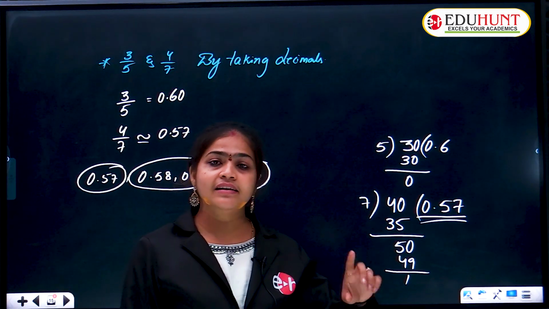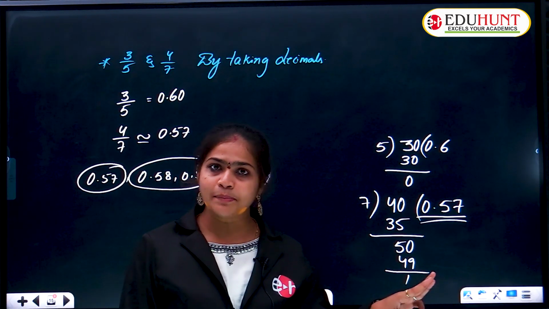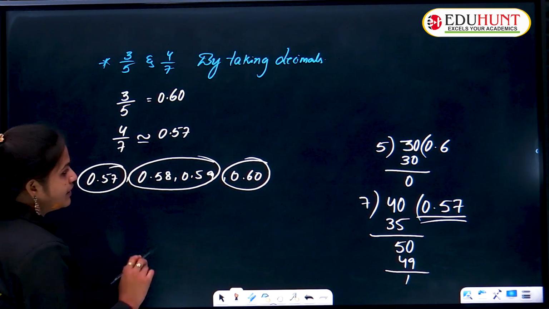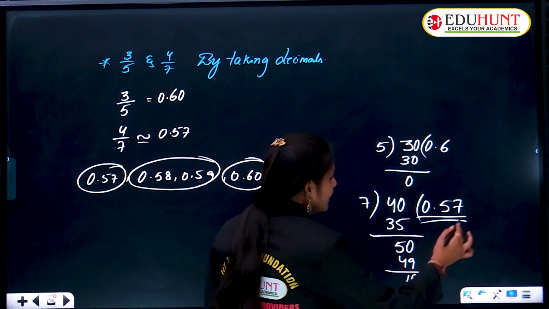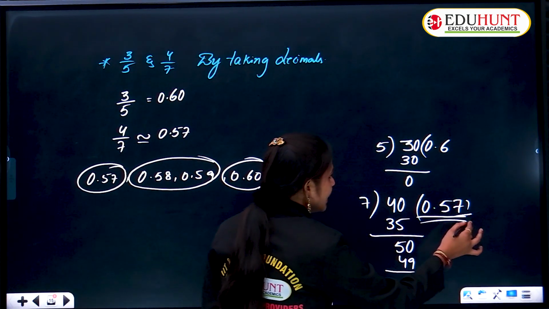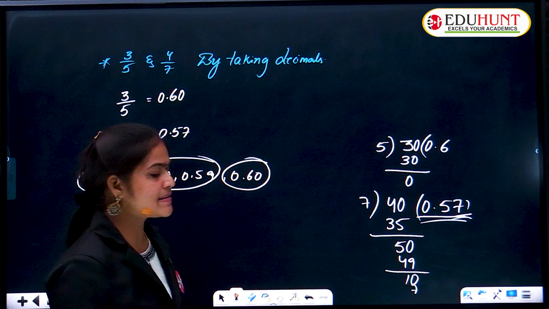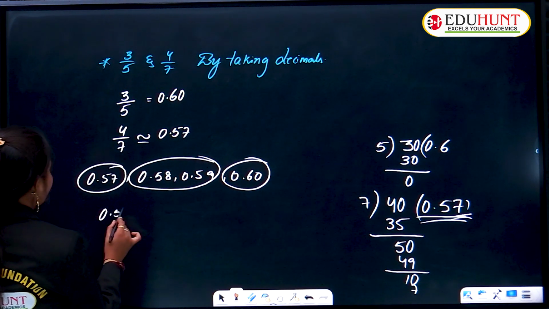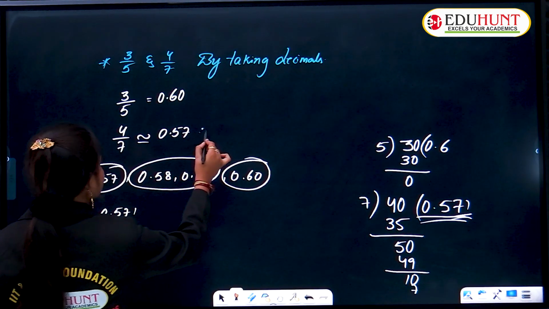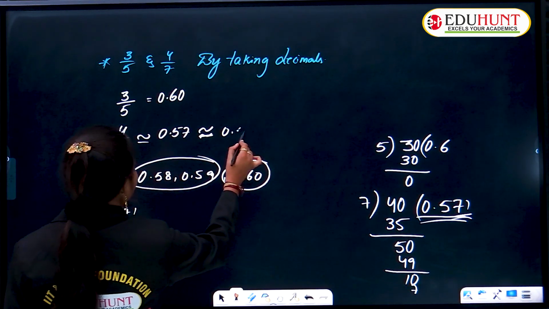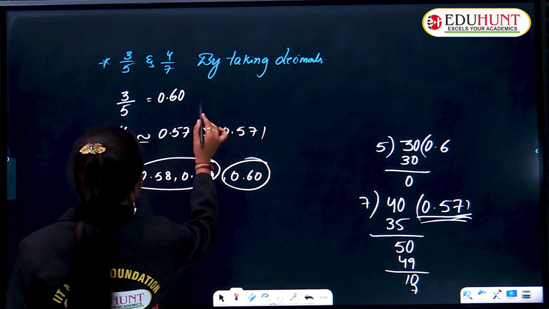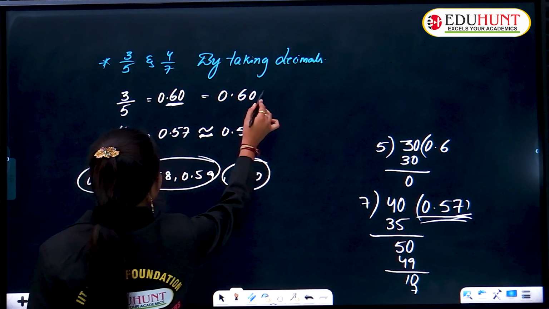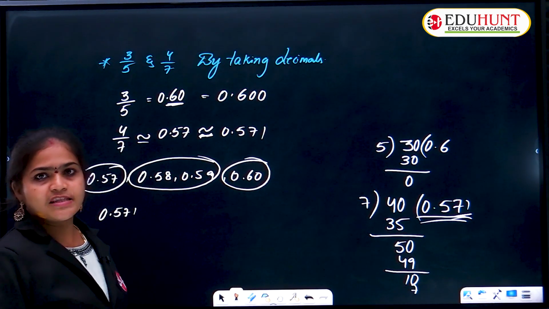By taking 3 decimal places also, we can express infinitely many rational numbers. See here, by taking 0 here, 7 ones is 7. So here I am going to take 3 decimal places. Then what will you get here? 0.571, which is similar to 0.571, 3 decimal places. And this is exactly a terminating decimal, that's why 0.600, 3 decimal places.